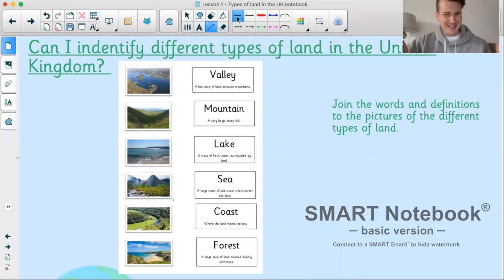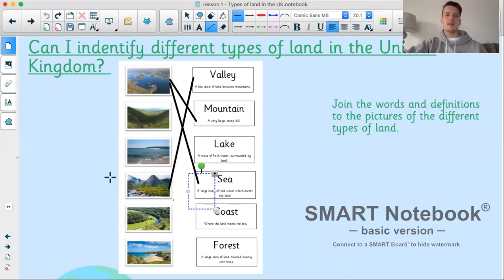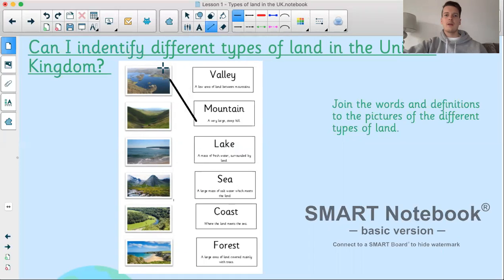I'm not going to do the right answers, am I? I'm going to do the wrong answers, but I'm just going to show you what you need to do. So if you think this is a mountain, then you'd do something like that. Valley, oh, I think he said something about mountains, didn't he? So I reckon that's a mountain. And sea, a large mass of salt water which meets the land. That looks like the sea. I've not done that right, but all you need to do is, hold on, let me just get rid of them.